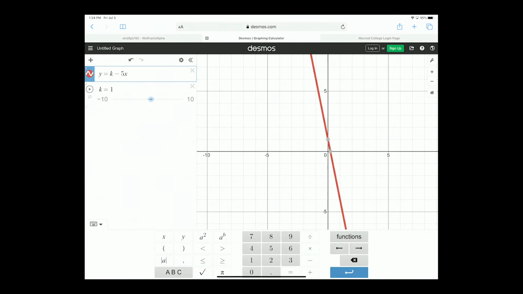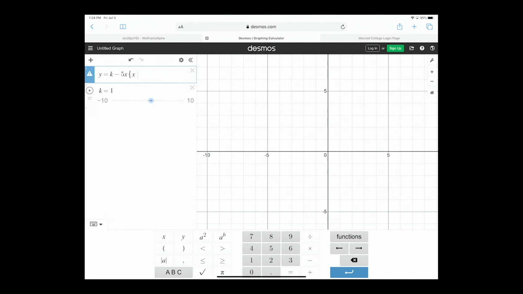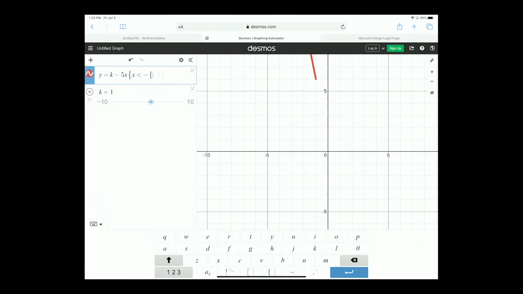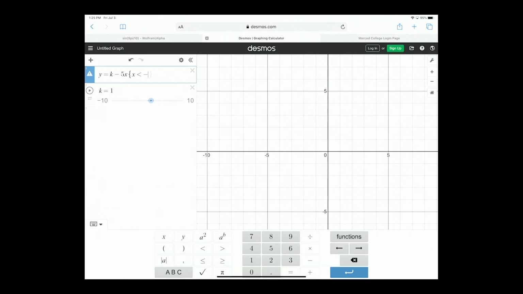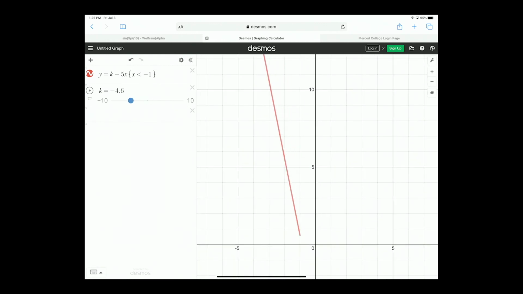And let's also add another thing. How do I get curly braces here? I think they'll give them to me. There we go. X less than minus 1. How do I put in the curly brace? I guess I don't. So that's what we got there. And if you change the slider here, you can see what different k values do.